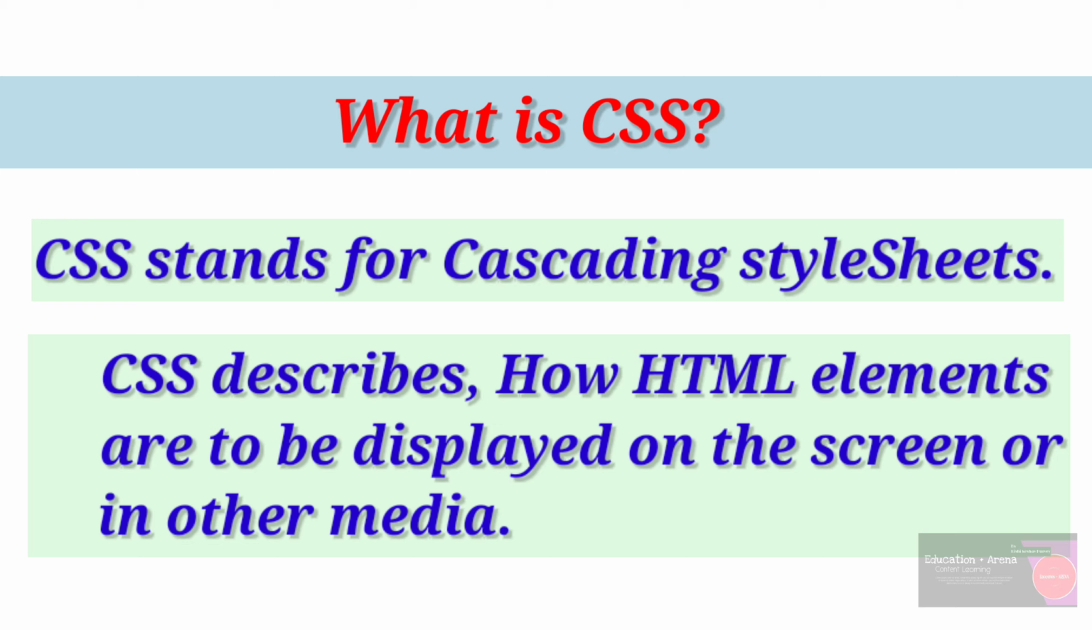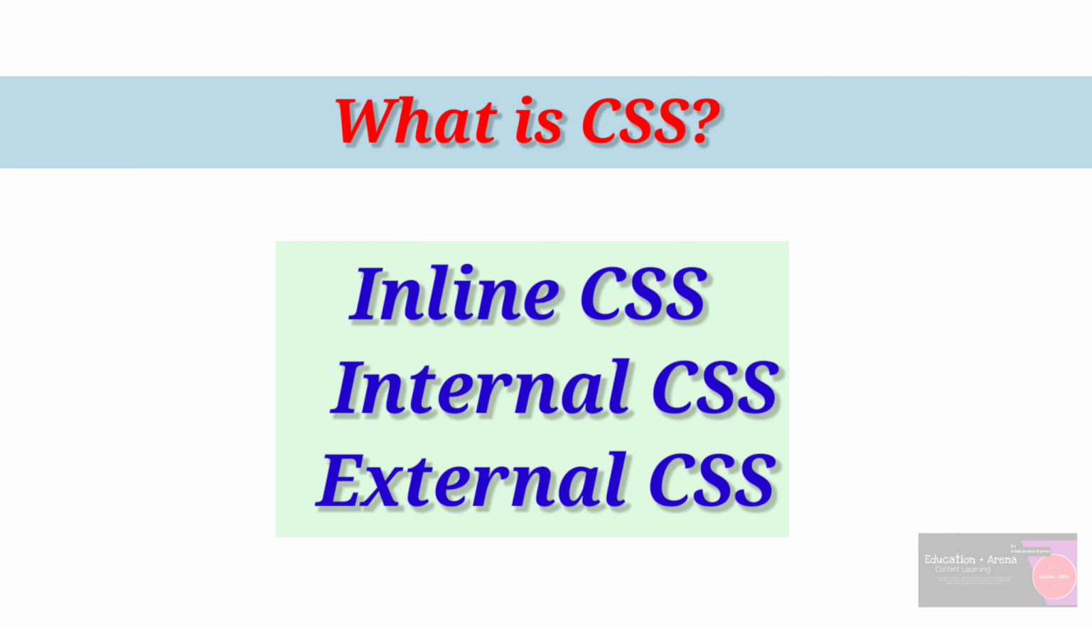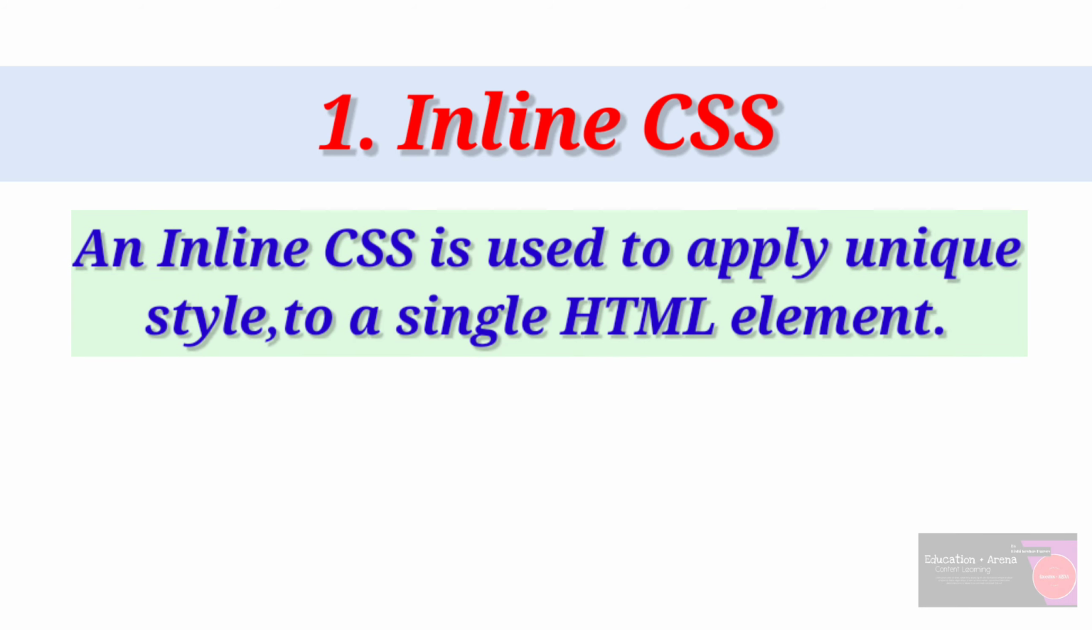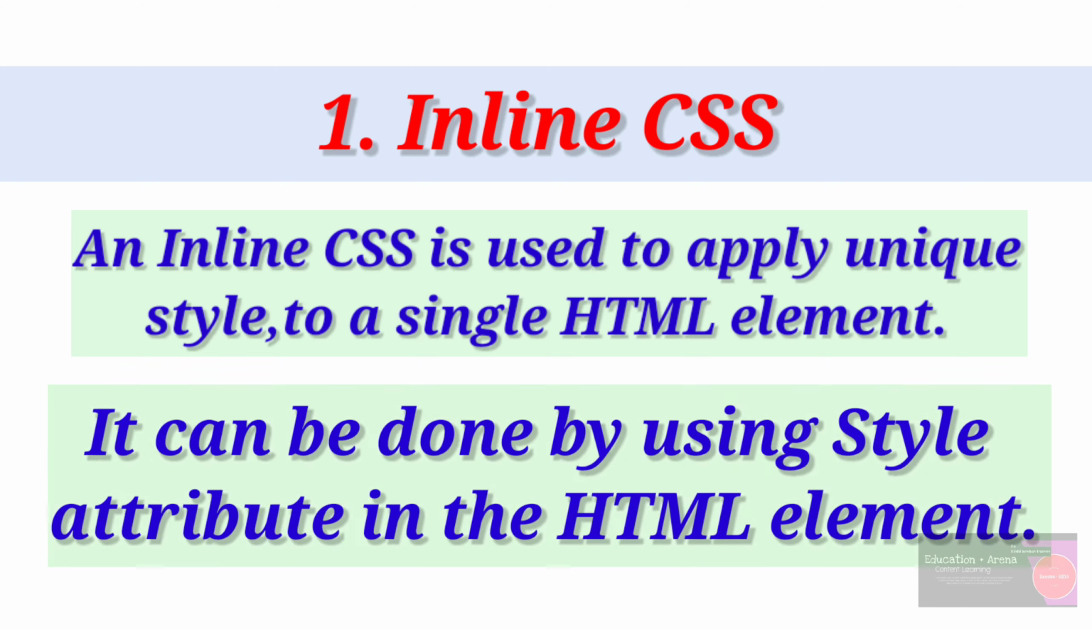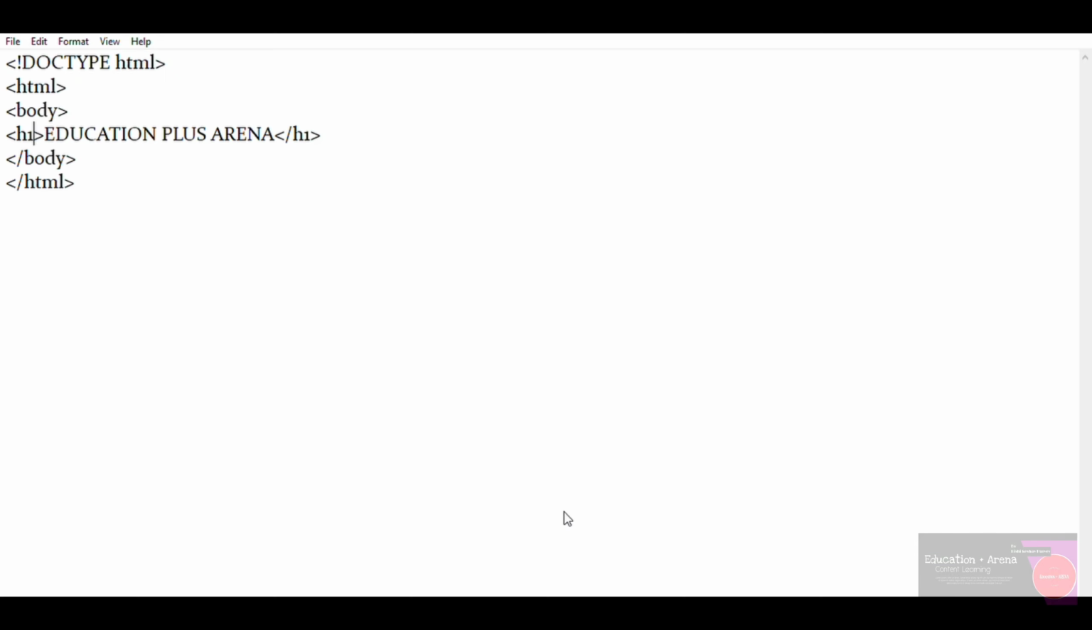Now CSS can be added to an HTML element in three ways: inline CSS, internal CSS and external CSS. The first one is inline CSS. An inline CSS is used to apply a unique style to a single HTML element. It can be done by using the style attribute in the HTML element. I'll show you one example of inline CSS.